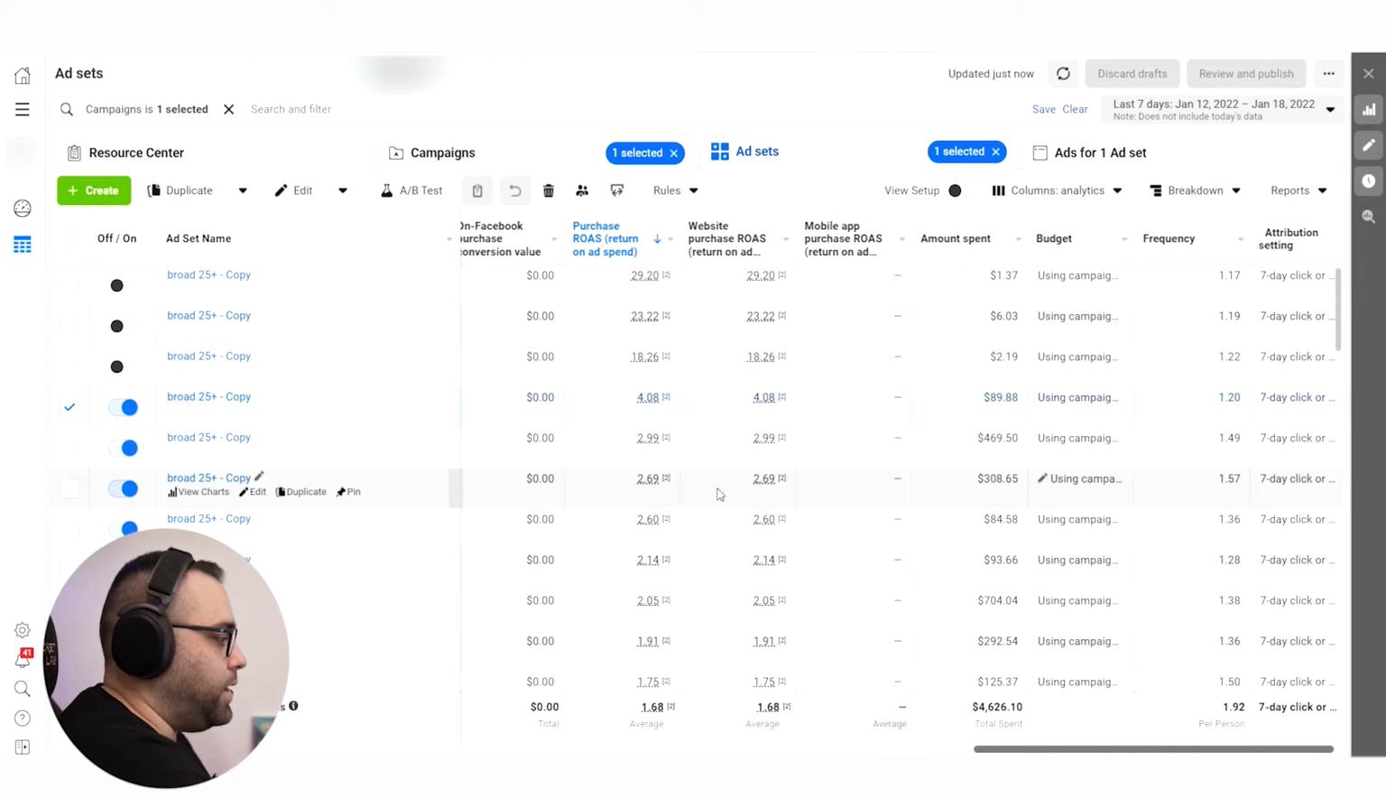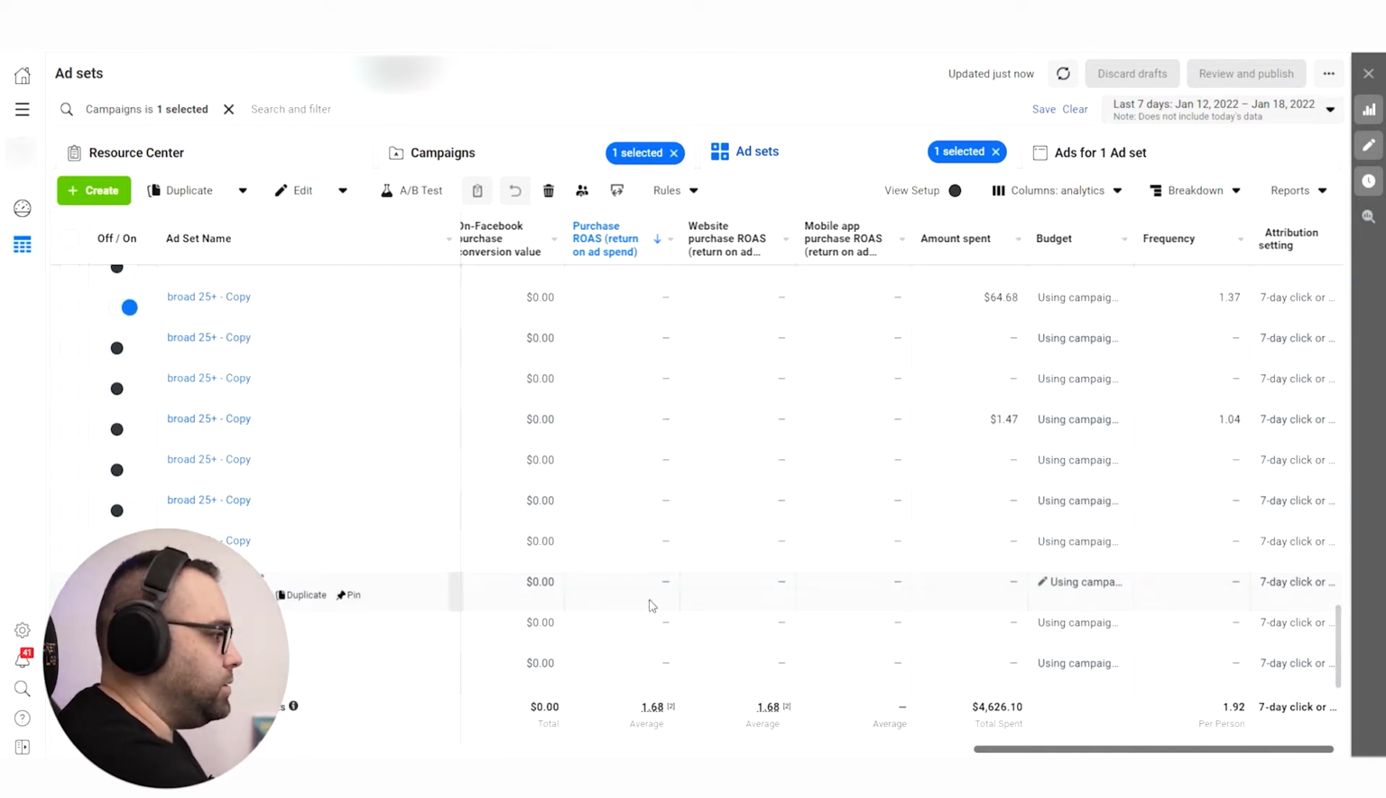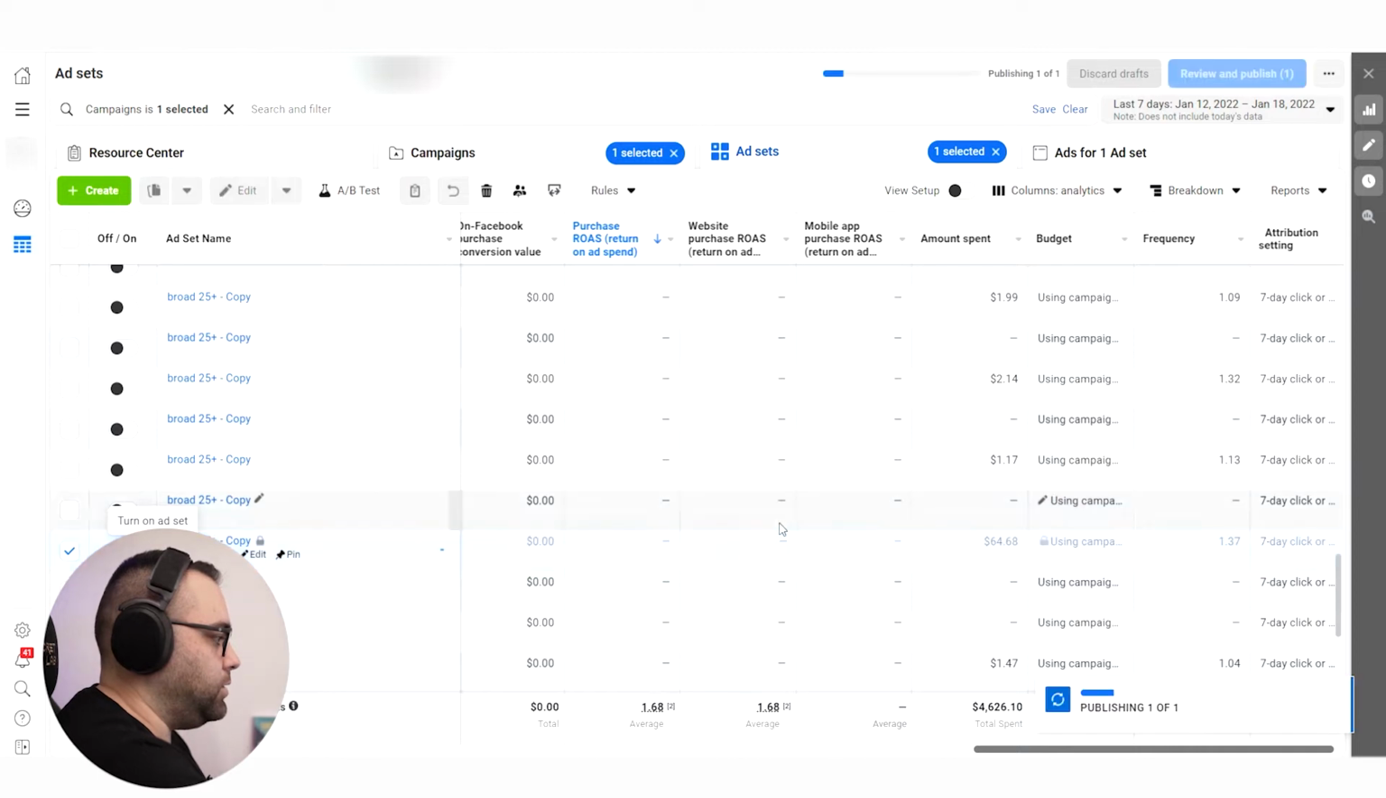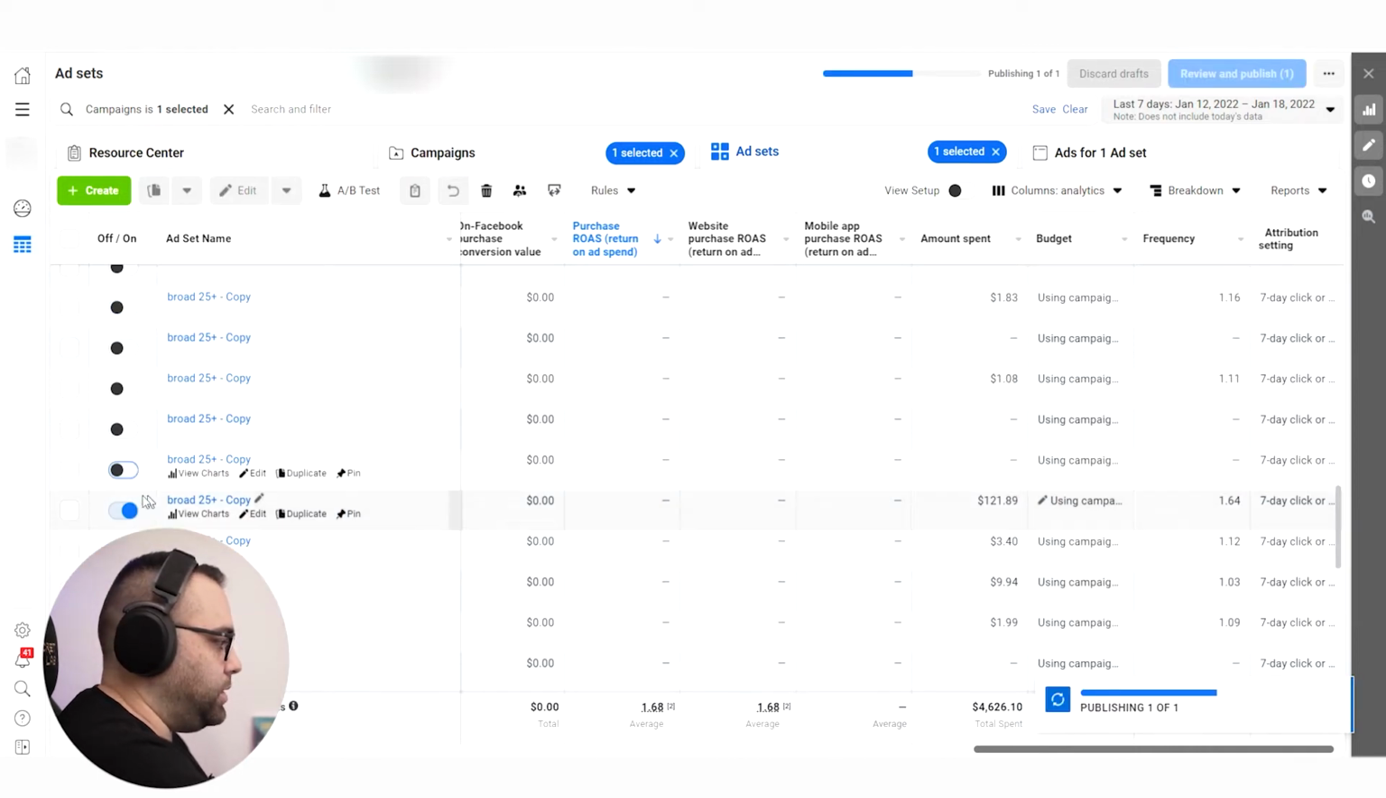Now, if we come to this one, we can see that we're having some assets that are already closed, that are not performing well. For example, this one has to go because it's spending without having any results, so we are going to close it. I'm doing an optimization with you right now.